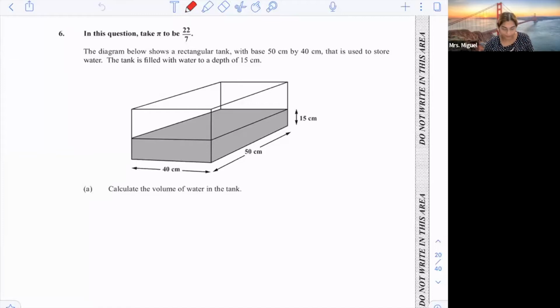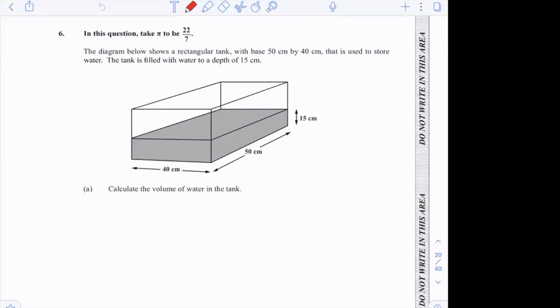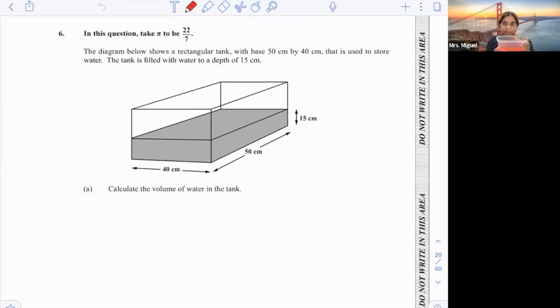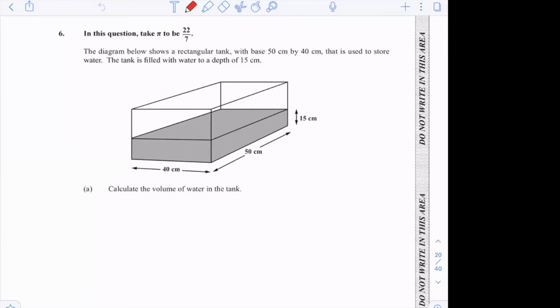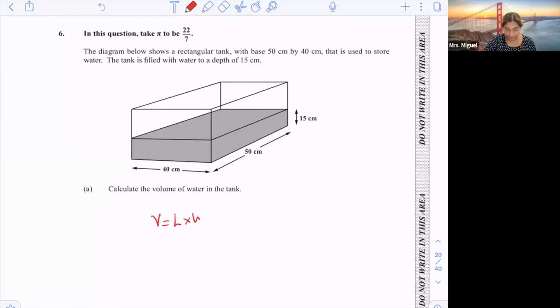So I was asking, this is my rectangular tank. How am I going to find the volume of this tank? Do you all have any idea? Length by width by height. Do you know all of the dimensions? Yeah, ma'am. So find for me the volume. Length by width by height.